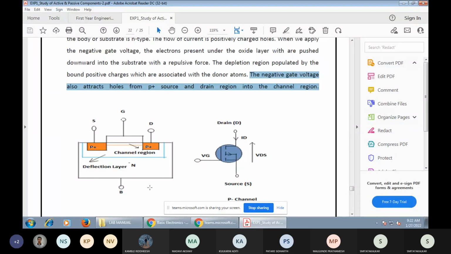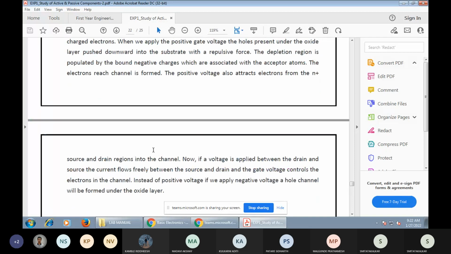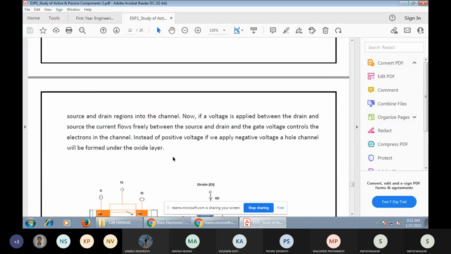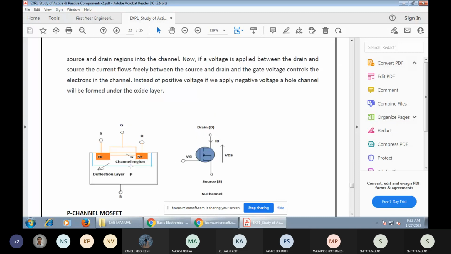That's why the maximum hole majority carrier charge is associated in the form of donor atoms. Donor means donating some atoms, and in the N channel it accepts all the electrons. That's why it's accepting. This is the reverse of the N channel and the P channel MOSFET.